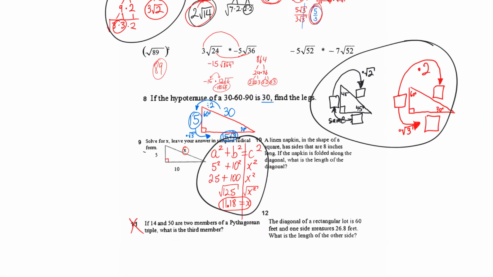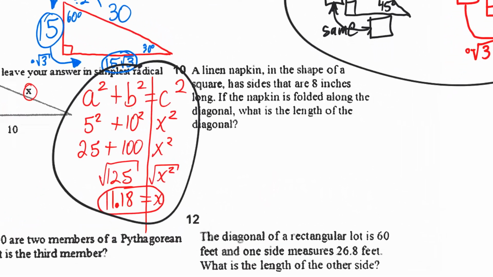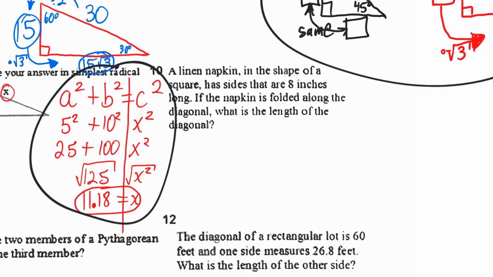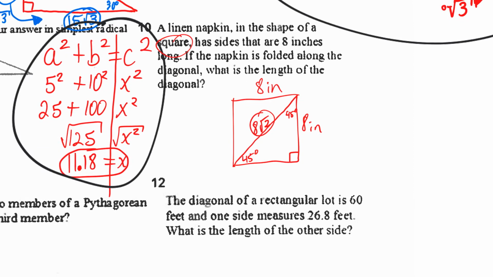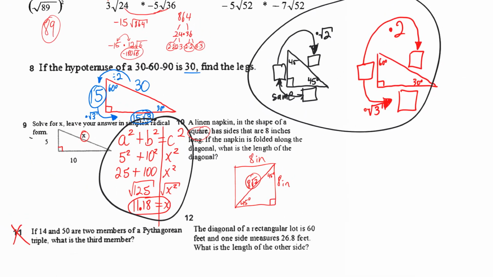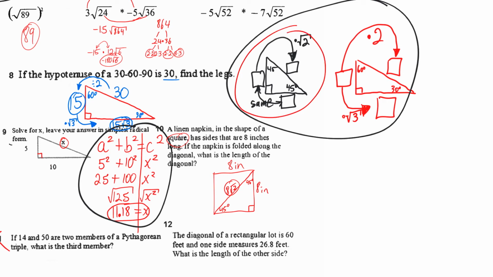Okay, let's see here. I'm going to skip that next one. Let's jump down to number 10. All right, so a linen napkin in the shape of a square has sides that are 8 inches long. So it's a square. All the sides are 8 inches. So if you folded it along the diagonal, how long would that diagonal be? Good, 8 square root of 2, because notice from a square, you have 2 45, 45, 90 triangles. So if the sides are 8, the hypotenuse is going to be 8 square root of 2, applying this rule right here. 45, 45, 90 rule.